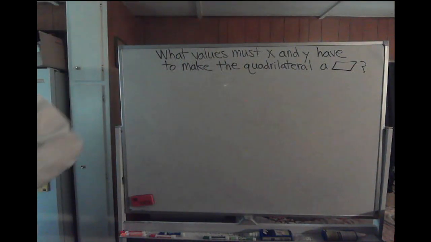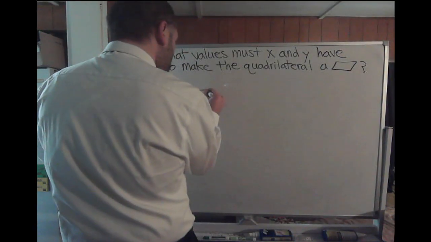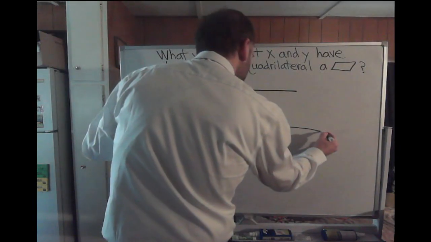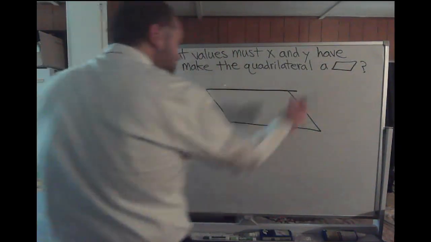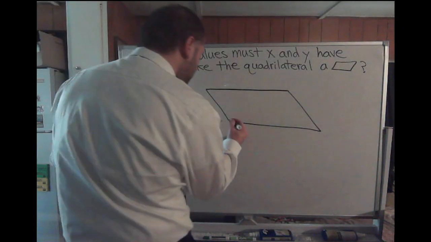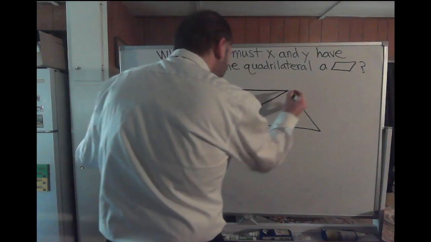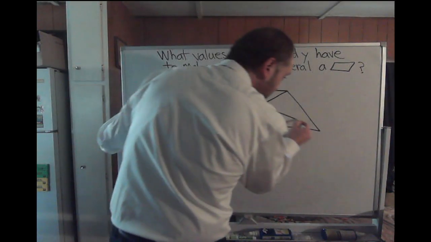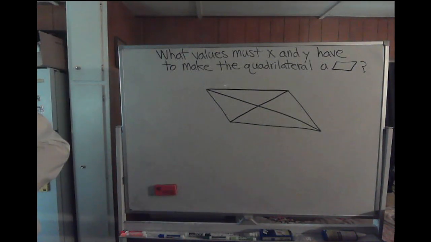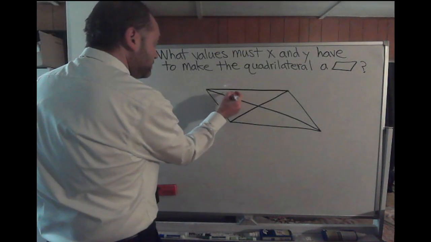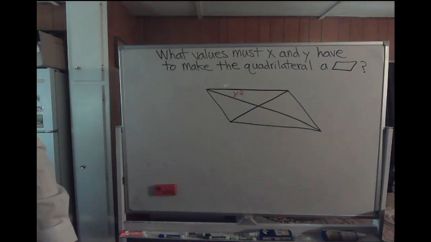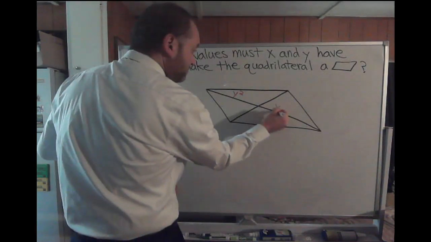All right. And I believe, yes, we do have two diagonals. Perfect. All right. What else are we given here? Good one. This is a real good one. This half of this one is y squared. This half here is y plus 30.